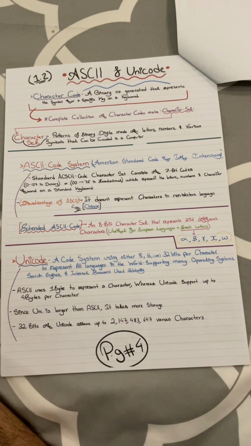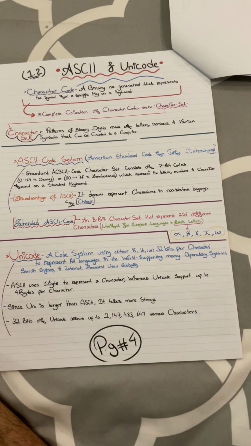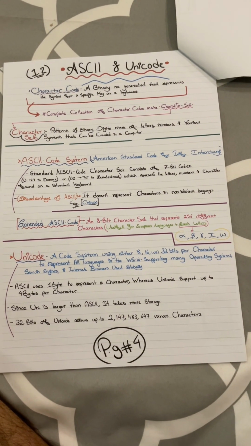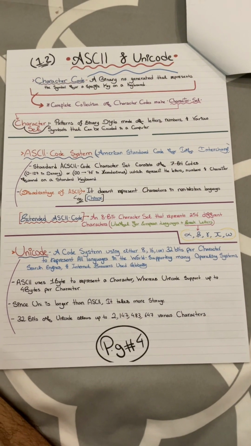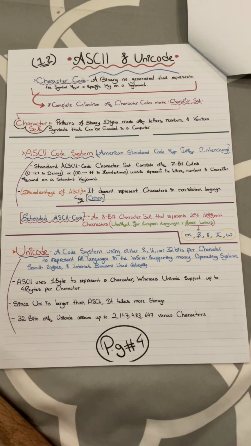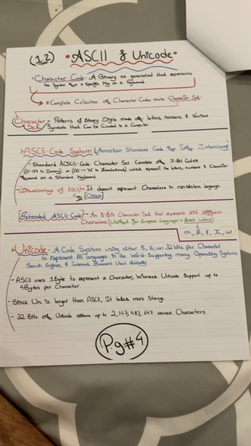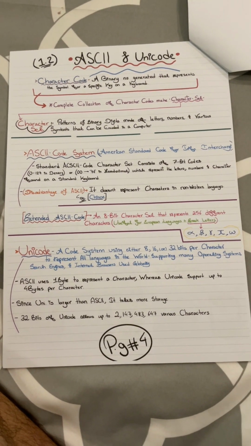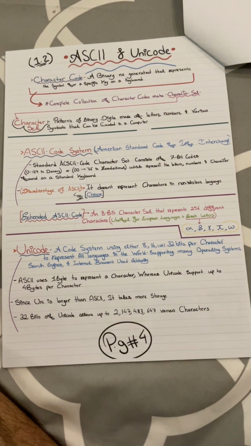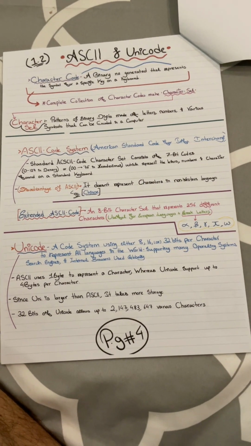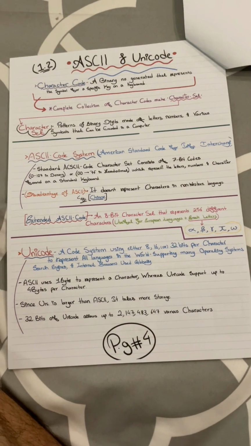Though we do have the extended ASCII code, which is an 8-bit character set. It represents 256 different characters and is also useful for European languages as well as Greek and Roman letters. But again, the cons are still the cons, and something had to be better. There has to be some advancement, right? That advancement was the Unicode.